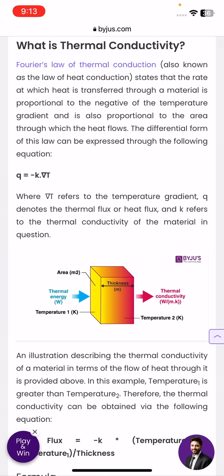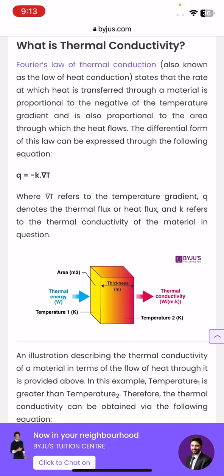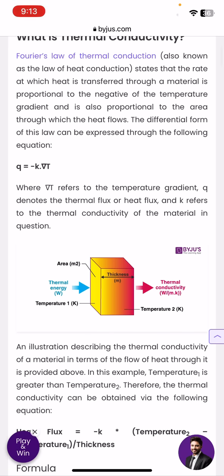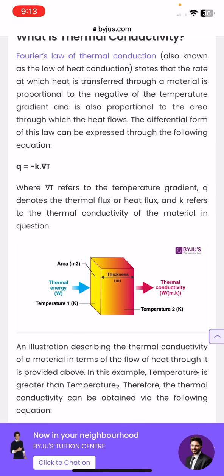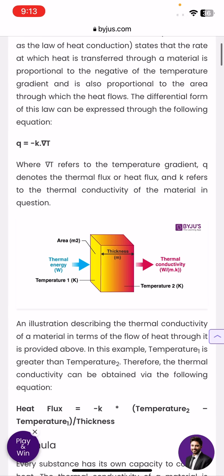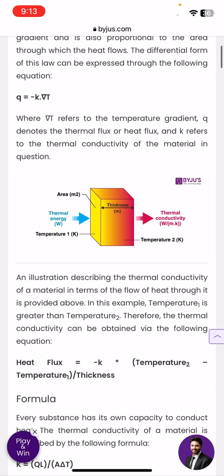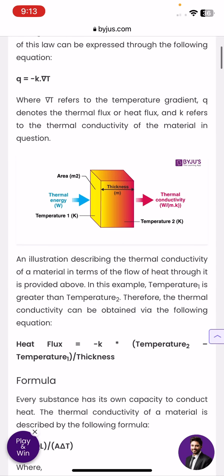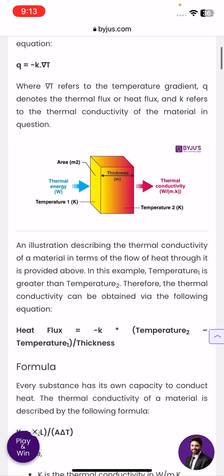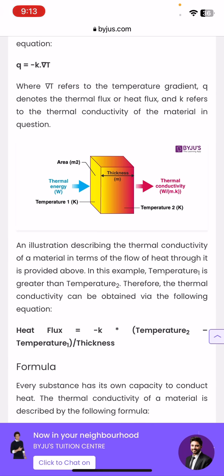Fourier's law of thermal conduction, also known as the law of heat conduction, states that the rate at which heat is transferred through a material is proportional to the negative of the temperature gradient, and it is also proportional to the area through which the heat flows. The differential form of this law can be expressed through the following equation, where ∇T refers to the temperature gradient, q denotes the thermal flux or heat flux, and K refers to the thermal conductivity of the material in question.